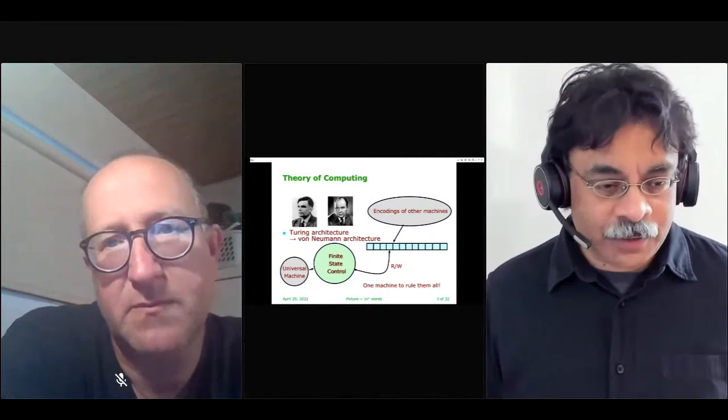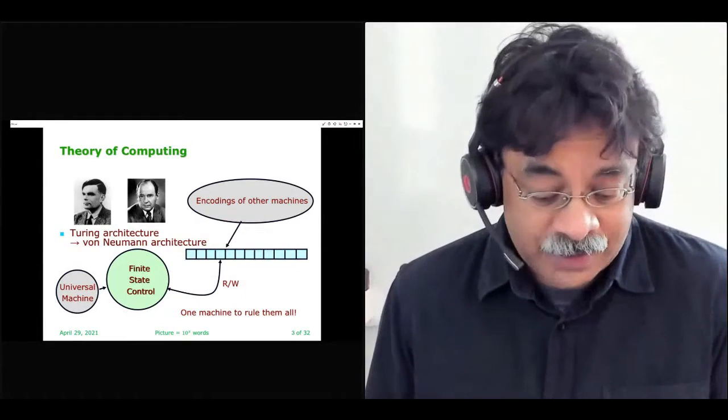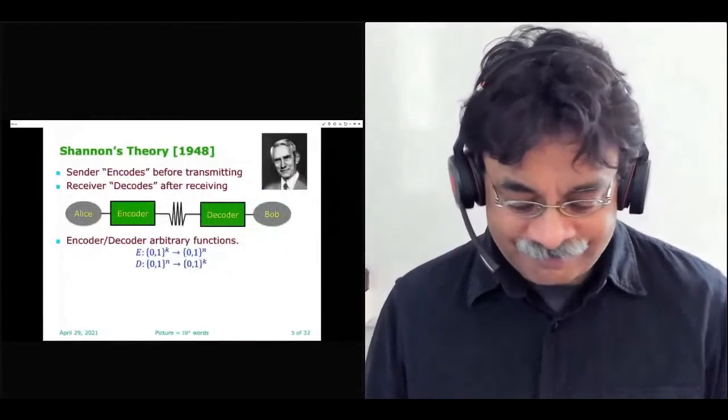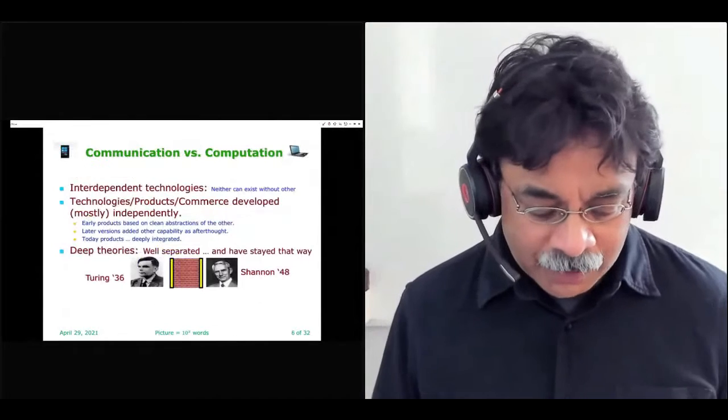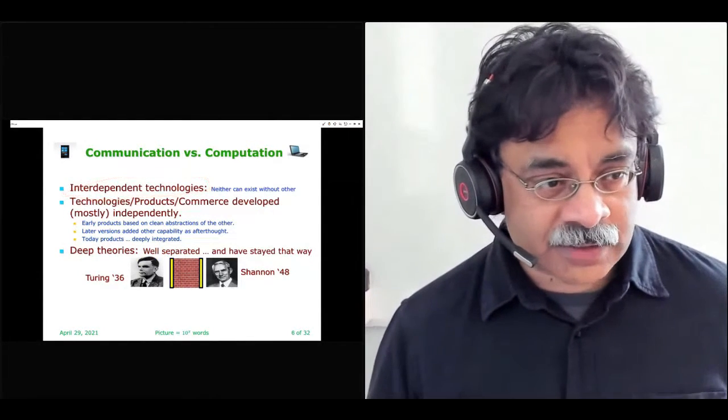Computers are needed to build communication channels. Communication channels are needed to build computers. So there's a cyclic twist, which is quite remarkable. So these are definitely interdependent as technologies.